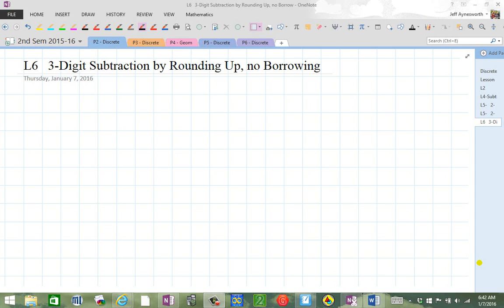This is Mr. Ainsworth, and we are going to get into our sixth lesson here in our number theory unit. We're going to take what we learned in our last lesson on two-digit subtraction by rounding up and extend it to three-digit subtraction. Same idea as last lesson, but now we're going to go three digits. If you want, you can take out lesson 5 and refer to your notes there.